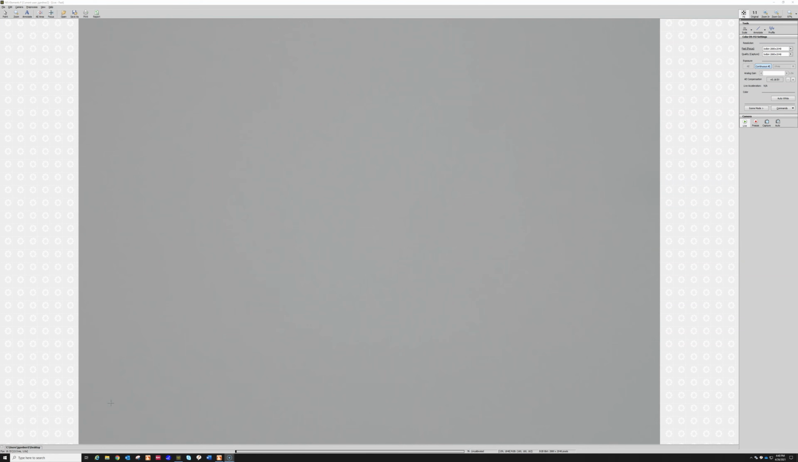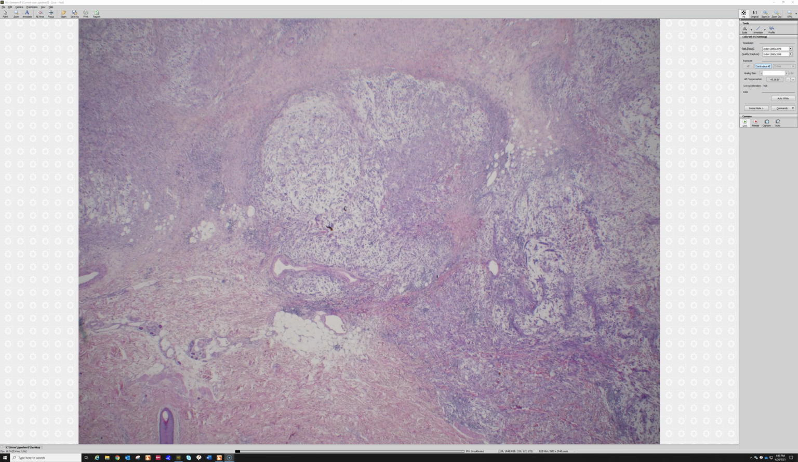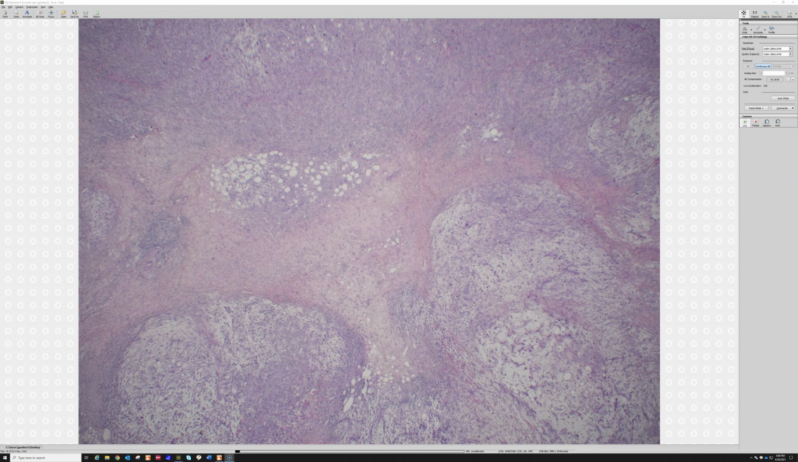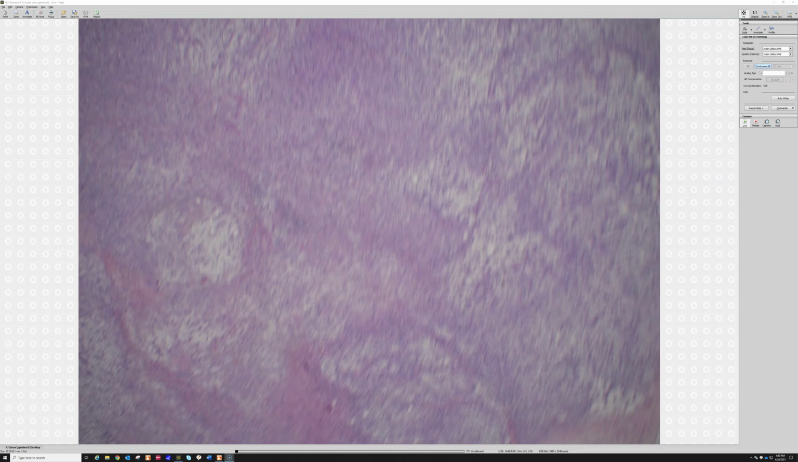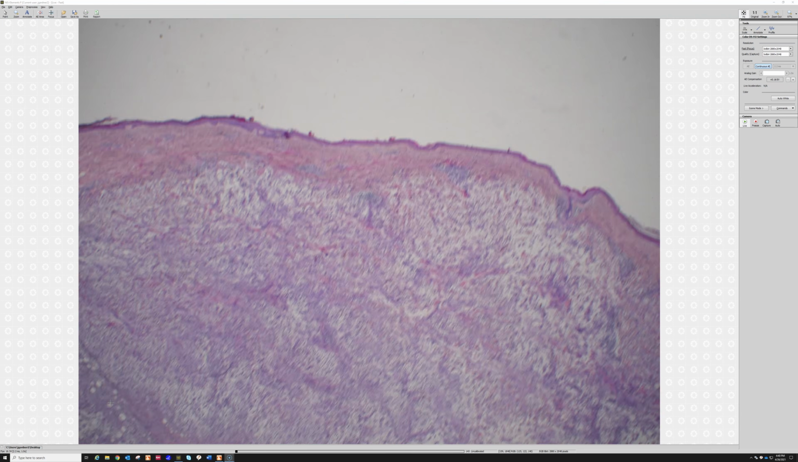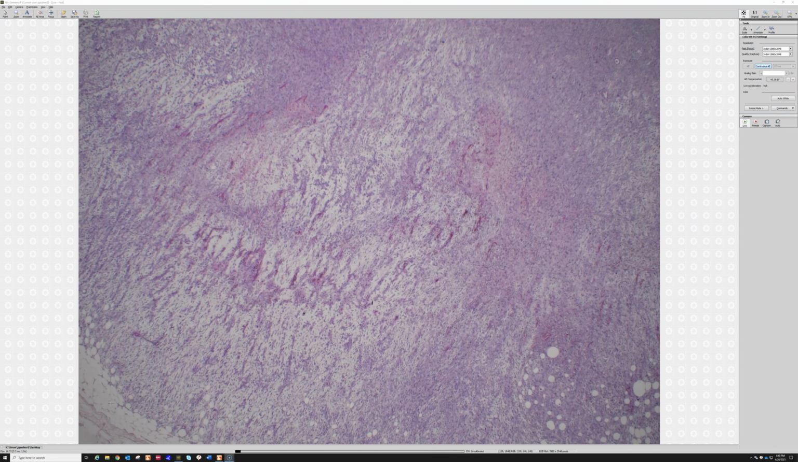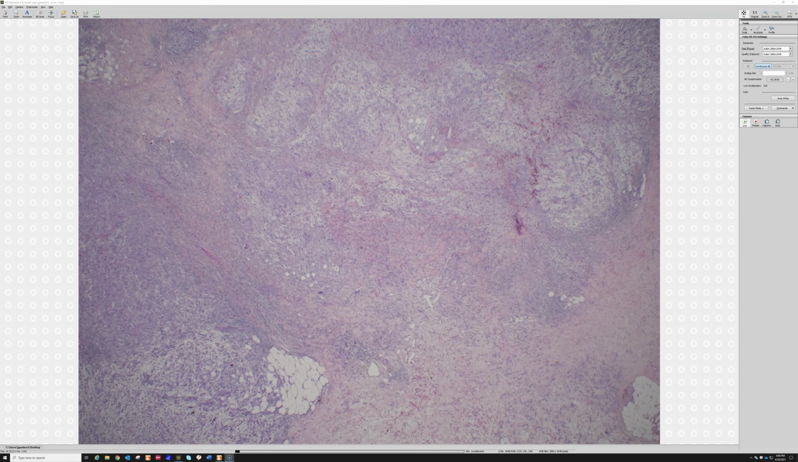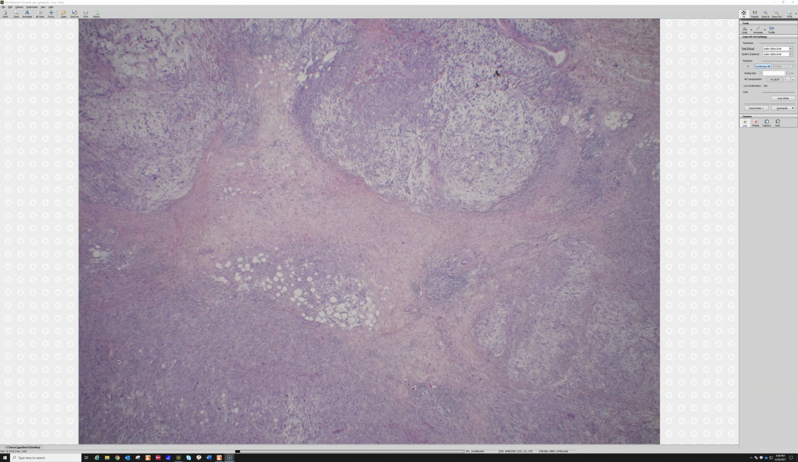All right, finally, case number 10. It's a 70-year-old male with a leg mass. Let's see where we are. Oh, here's skin. I'll turn it around. So we've got a tumor that's going all the way up into the dermis and also is infiltrating way down into the subcutis, kind of multi-lobulated. You can see there's multiple lobules here.